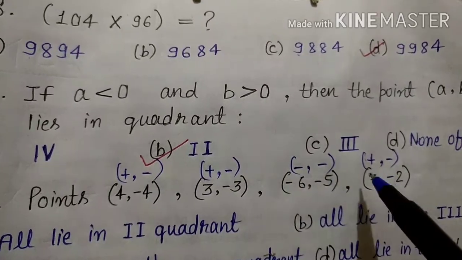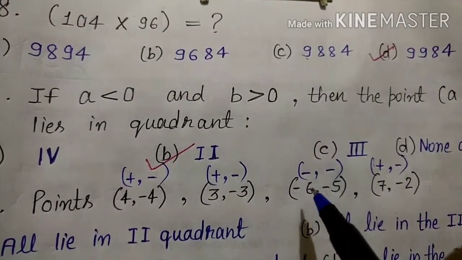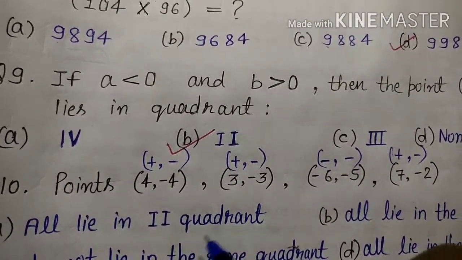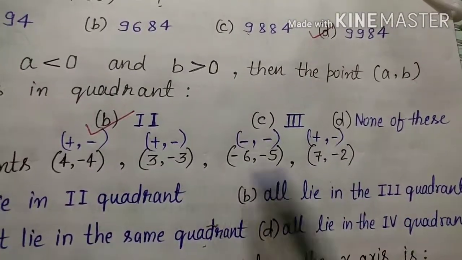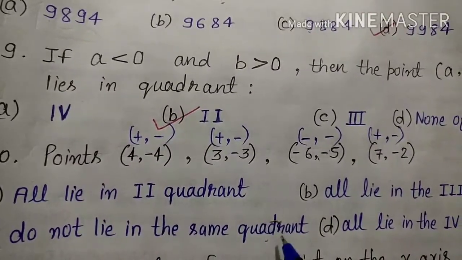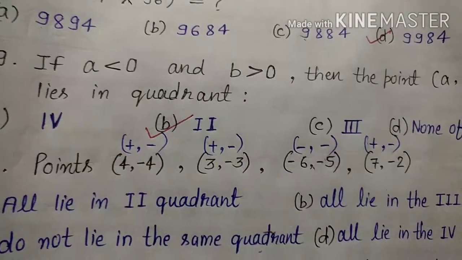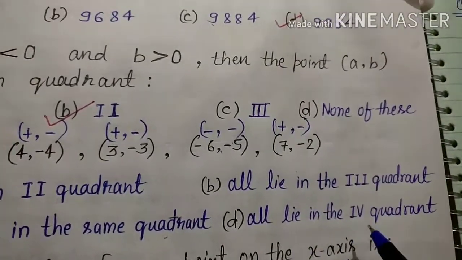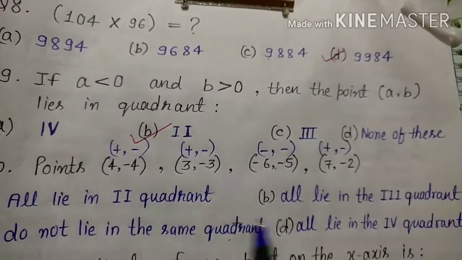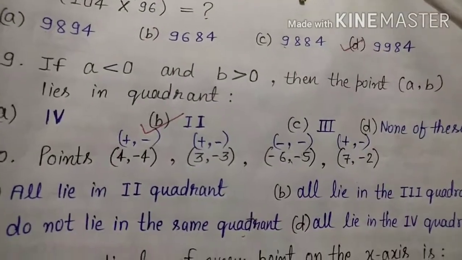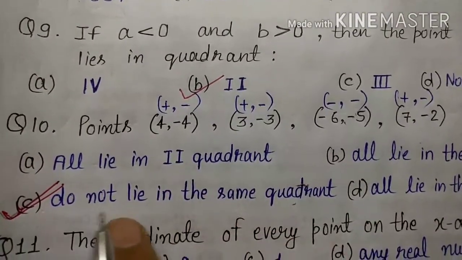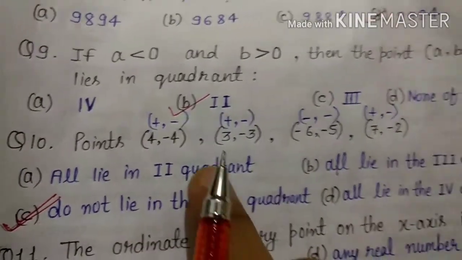So 3 are coming in the fourth quadrant, and 1 is coming in which quadrant? Third quadrant. Now just check the options. What are the options? All lie in the second: no, this is wrong. All lie in the third quadrant: no, all can't lie because only one is lying in the third quadrant. Do not lie in the same quadrant: yes, it is correct. They do not all lie in the same quadrant. And the D part, all lie in the fourth quadrant: no, only 1, 2 and 3 lie in the fourth quadrant, not all. So what is the most appropriate answer? That they do not lie in the same quadrant. So we can write the C point. Okay, the C point is correct, that they do not lie in the same quadrant. Clear? So this is the answer of this 10th question.